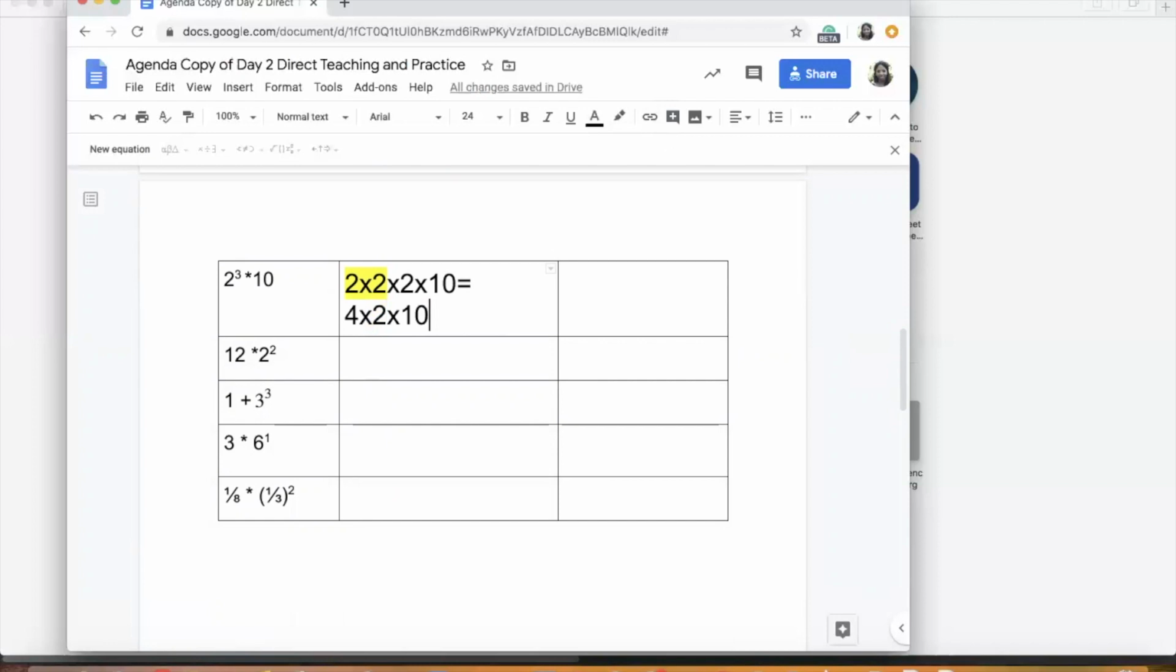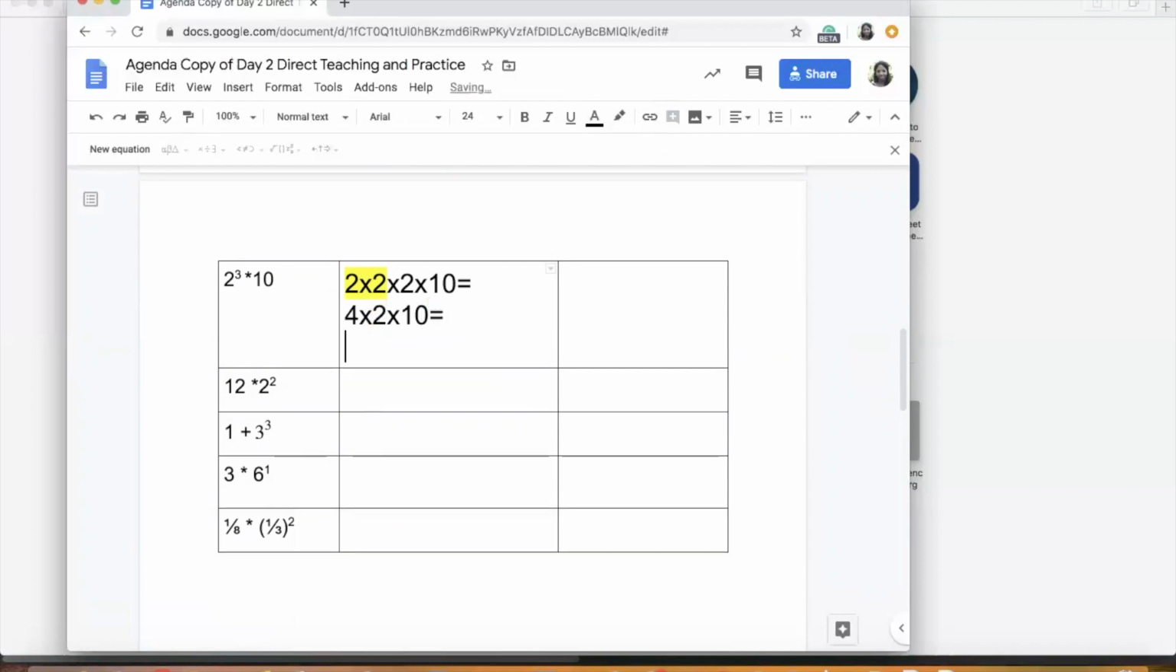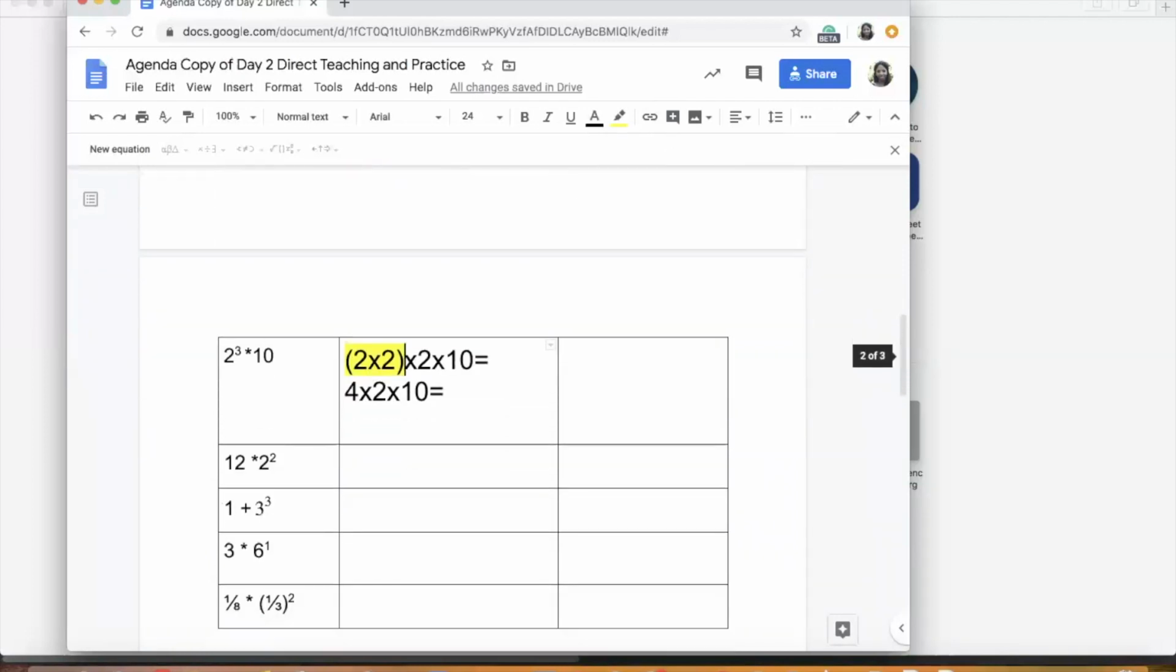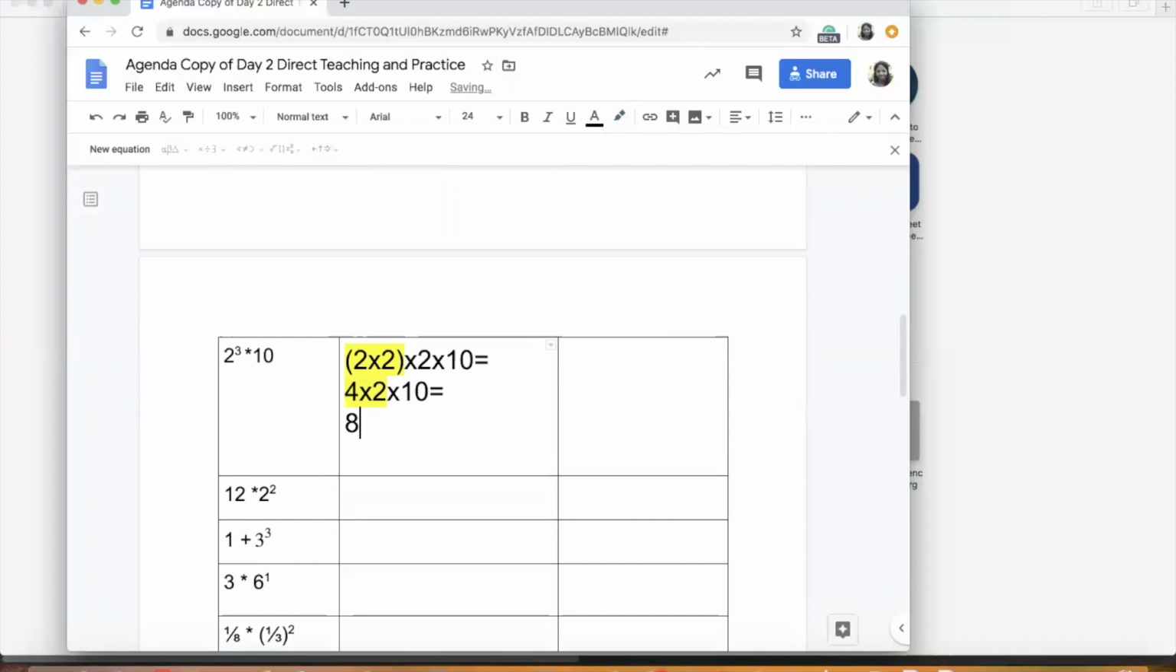Okay. And next, why don't we do this? Put these in parentheses and then we'll highlight them because that will mean I did them first. So the next set will be 4 times 2. So I'm just going to highlight like that. Let's do that. Yeah. So I know that 4 times 2 is 8 times 10. And that's going to give me 80. So my final answer is 80.